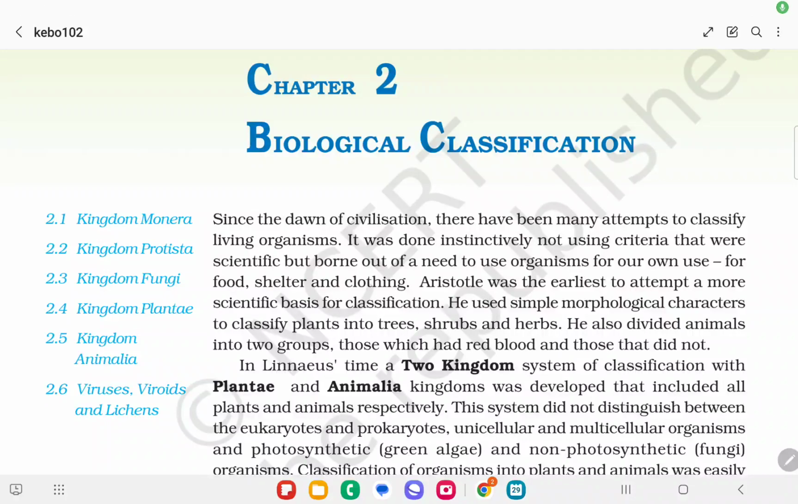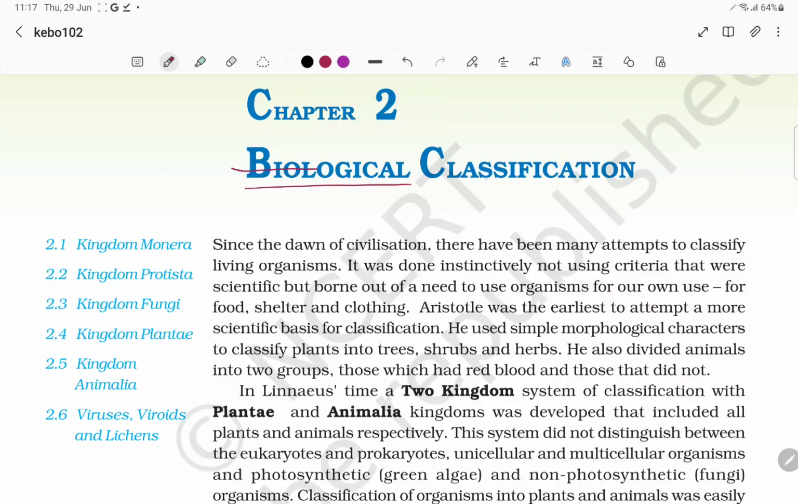Hello all. Let's begin with the topic of biological classification. So what is biological classification? We already know, according to NCERT, we have around 1.7 to 1.8 million species discovered so far. We are not stating that there are only 1.7 to 1.8 million species. We so far have discovered these many types of species.